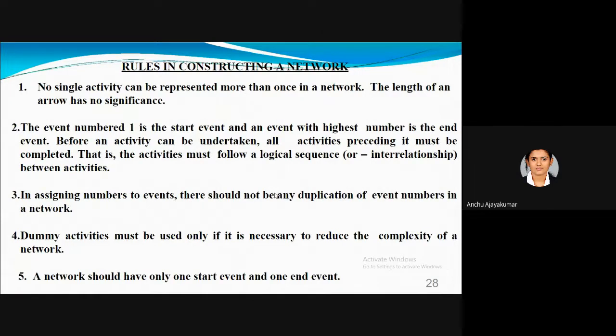Then the rules for constructing a network. I hope you all know that the length of the arrow has no significance. No repeated activity: writing your assignment is a single activity, no need to represent it 4 or 5 times. Similarly, the numbering of activities: if you start with 1, your last activity of submitting should end at 5 or 6. Like that, the sequencing of numbers should be followed. Try to avoid dummies in your network. And you need at least one start event and one end event in your network.